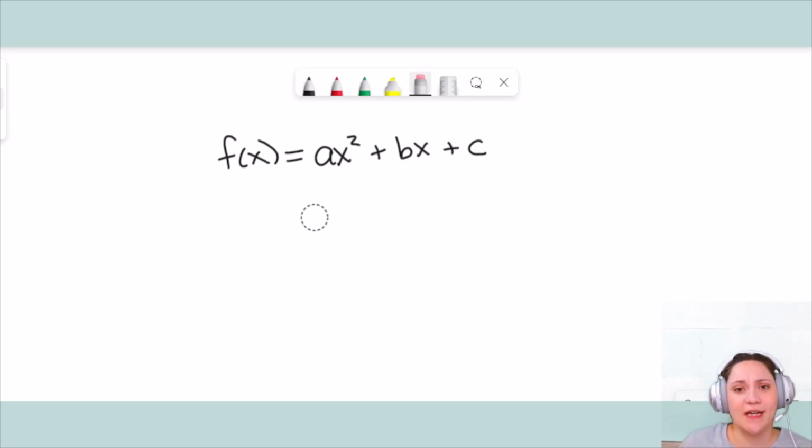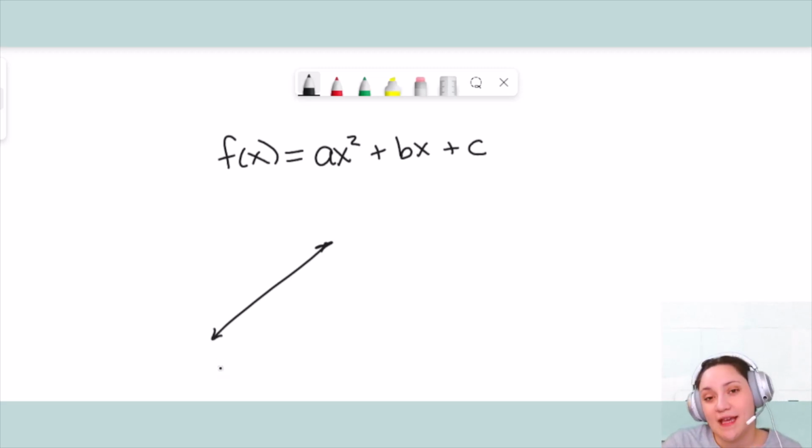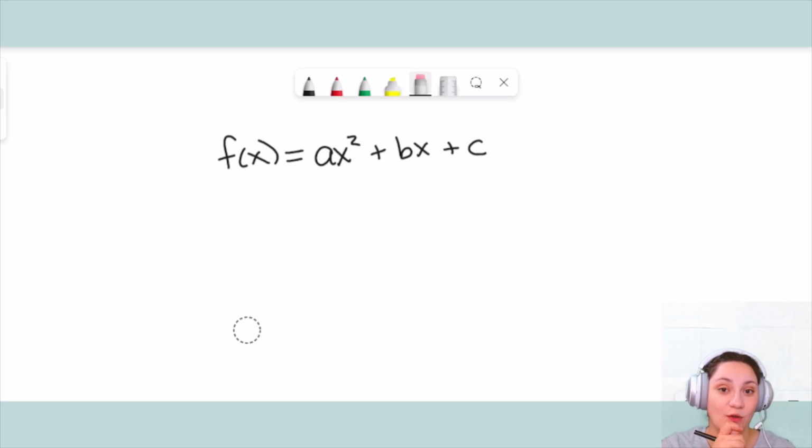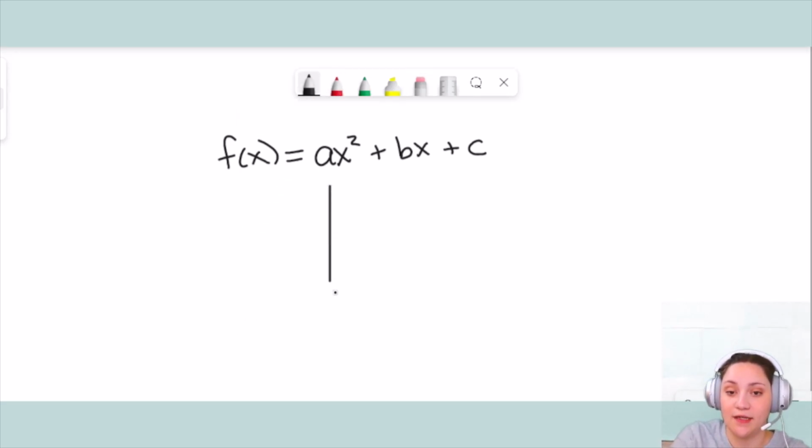Now, the other characteristic that we are really interested in for parabolas is where it intersects the x-axis. Now, this is maybe a little bit different than what we're used to with lines. When we're graphing a line, we oftentimes think about where it intersects the y-axis. But with the quadratic function right now, we're interested in where it crosses the x-axis. So I'm actually going to sketch out a parabola for us to look at.